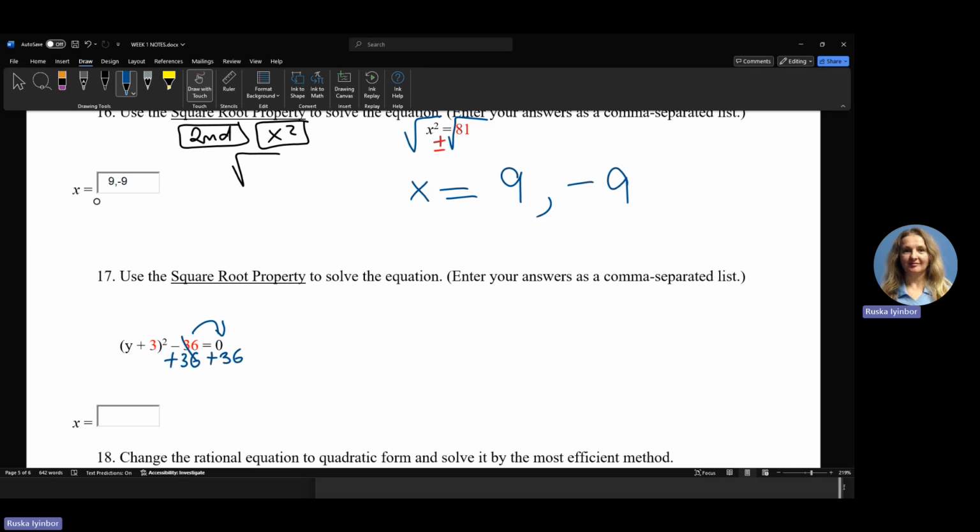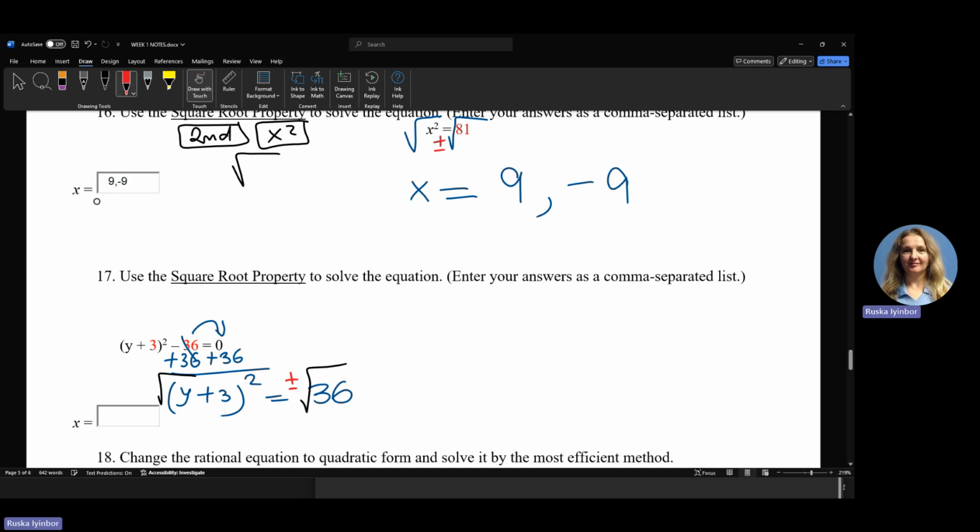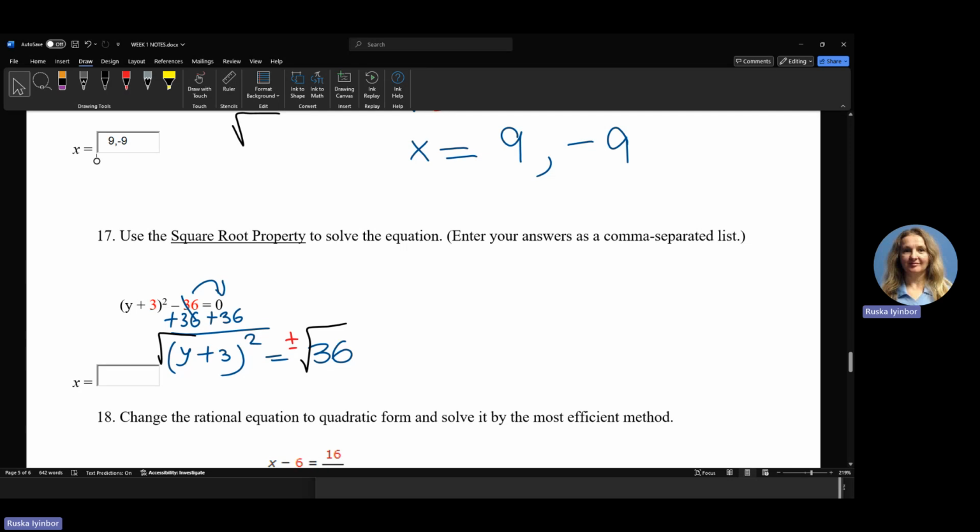And I'm going to get y plus 3 squared equals 36. So we get not just x squared, we have something squared equals a number. Again, we're going to take the square root on both sides. Again, you're going to put plus and minus in front. And that is going to give us 2 solutions when you solve the 2 equations.